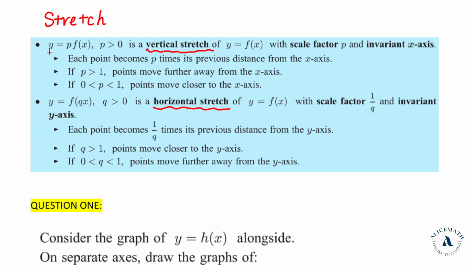First, if the function y can be written as p times f(x), where p is positive, we call it a vertical stretch, and p is called the scale factor. The invariant x-axis means the points on the x-axis do not change.